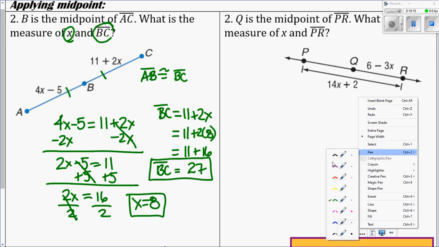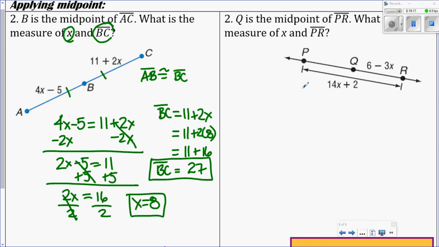All right, next one. We're going to use purple for this one. So they say Q is the midpoint of PR. That means a halfway point. That means the two segments PQ and QR are congruent. So PQ is congruent to segment QR. So that means we have this whole thing.